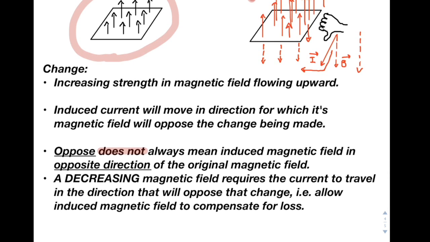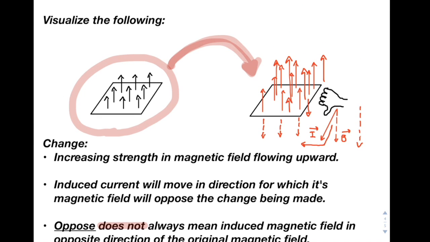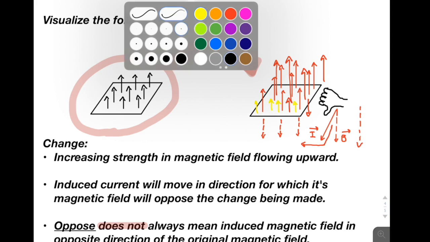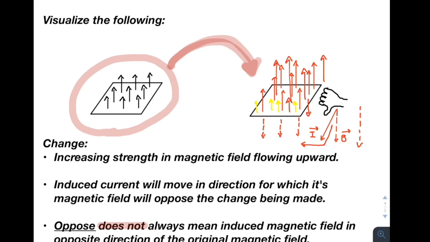However, if you had a situation where you had a decreasing magnetic field, so let's draw that here. If we had a decreasing magnetic field, so let's say this magnetic field was very small, then we're going to want the current to travel in such a way that the magnetic field strength inside that loop will once again be made stronger. So we're going to want our thumb in the direction of the current. We're going to want our thumb going this way, so that our current can travel counterclockwise, and the magnetic field from the induced current will compensate for these decreases.